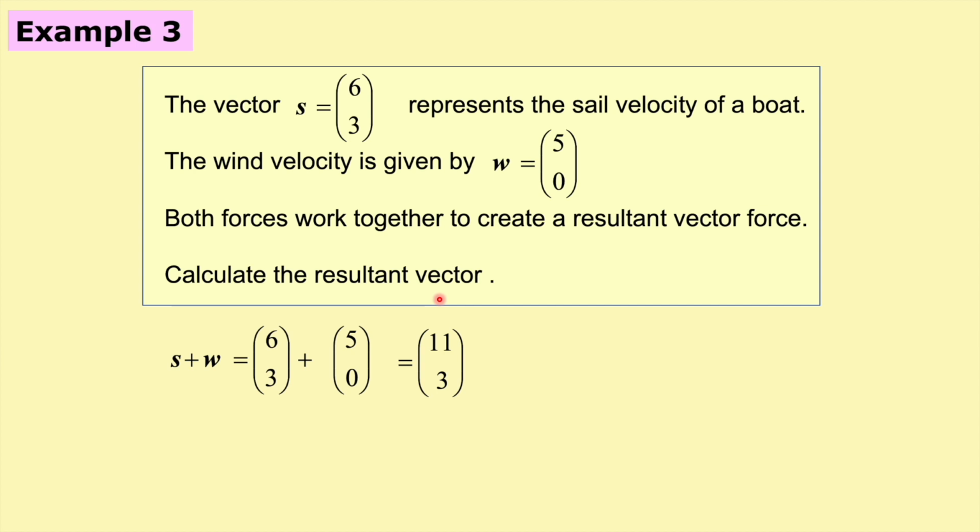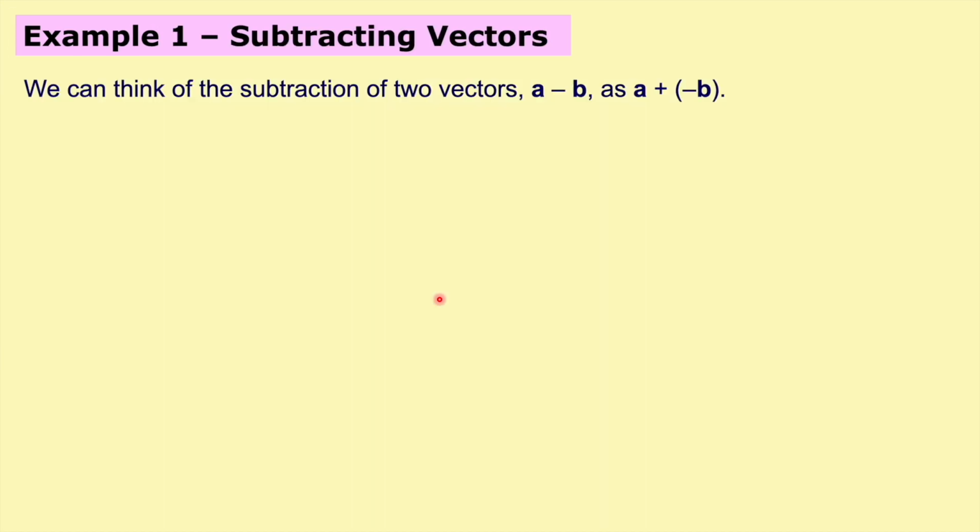Okay, so we've looked at adding vectors. We're now going to consider subtracting vectors. So we can think of subtraction of two vectors, A subtract B, but we can think of it as A add the negative of vector B.